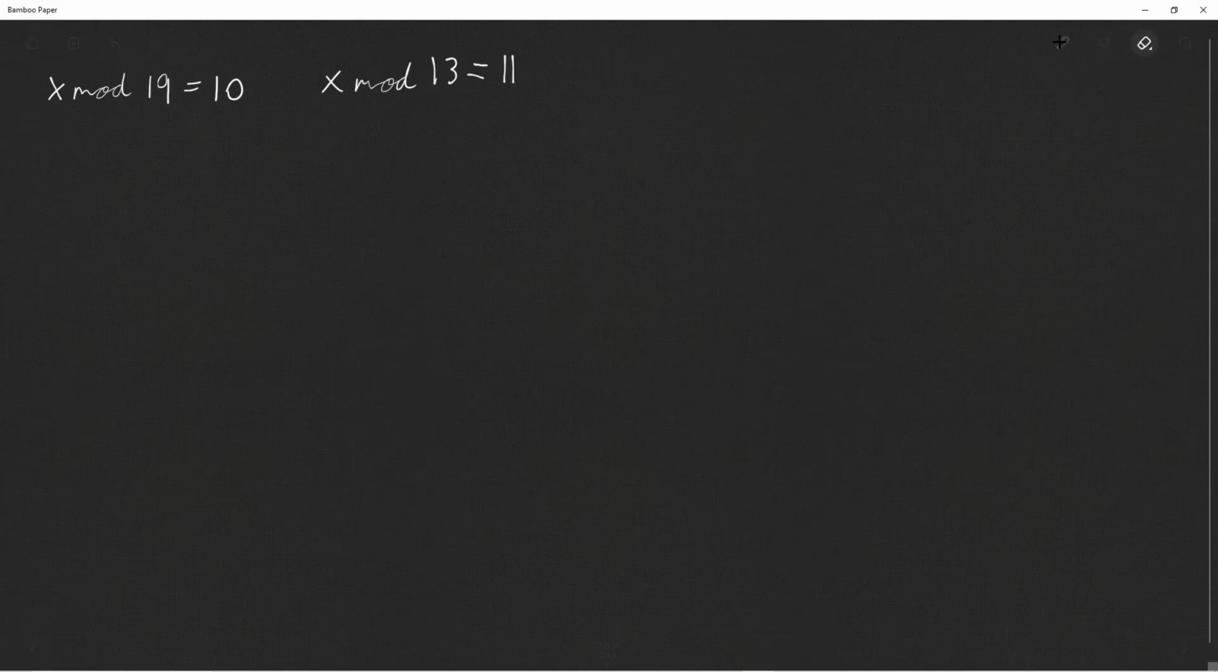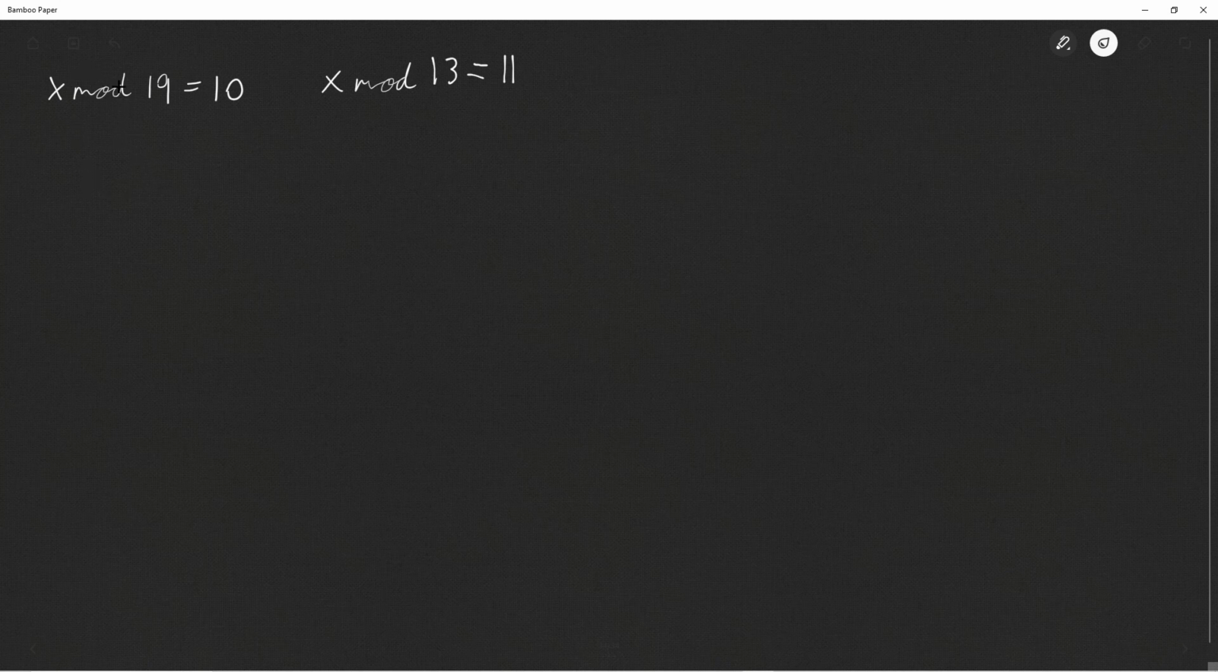So today we're going to be going over the Chinese Remainder Theorem, which states that if we have a number x modulo a prime number equaling a constant, and the same variable x modulo a different prime equaling a different constant, this will be able to solve what the x is.